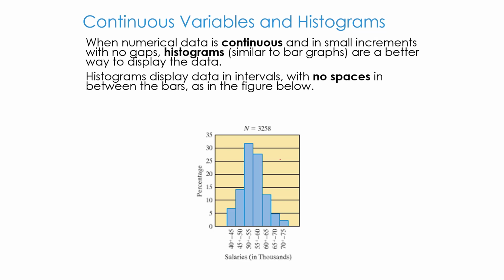And this is telling us that we have about 7%. The next group goes from 45 to 50. If you're exactly 50, you're in this group. And so that gives us that we have about 14%, and so on.